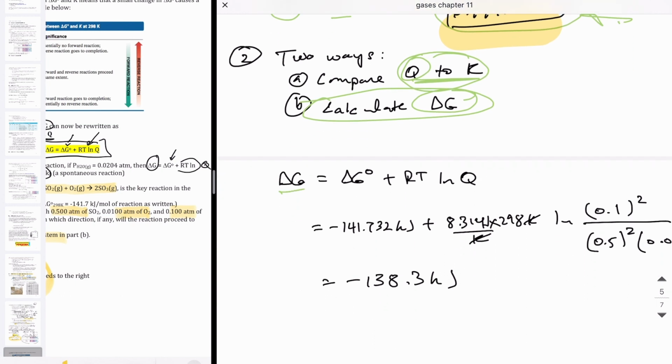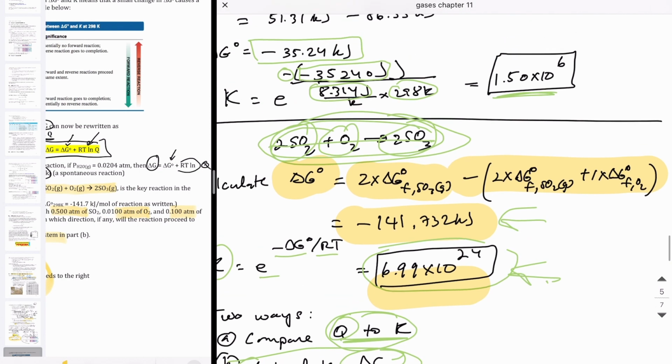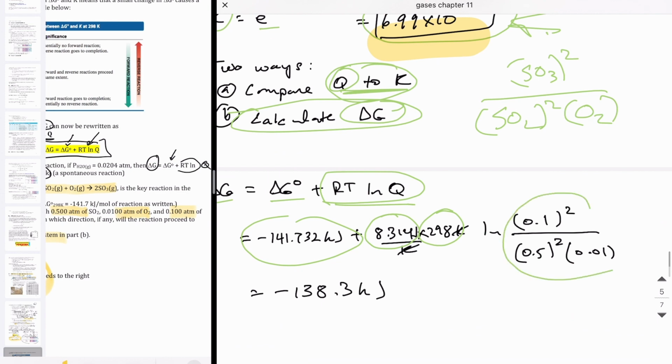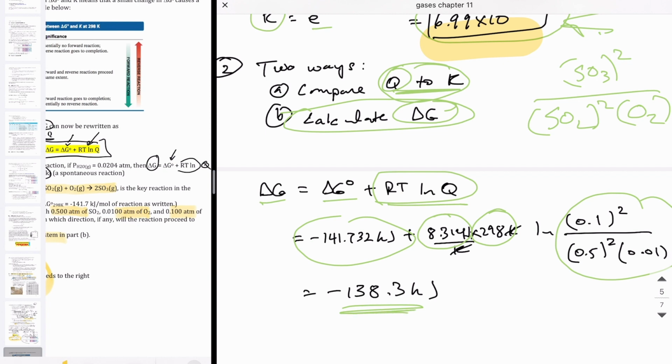Remember that delta G is equal to delta G standard plus RT ln Q. We already found the delta G standard is negative 141 kilojoules, but now we need to just calculate the RT ln Q component of it. So the R is this, the T is this. For ln Q, remember that our reaction is 2SO2 plus O2 goes to 2SO3. So the Q expression is going to be SO3 squared over SO2 squared times O2, okay? And so that's what I have here. And the numbers I put in there are just the numbers that were given in the question. That ends up giving a delta G equal to negative 138.